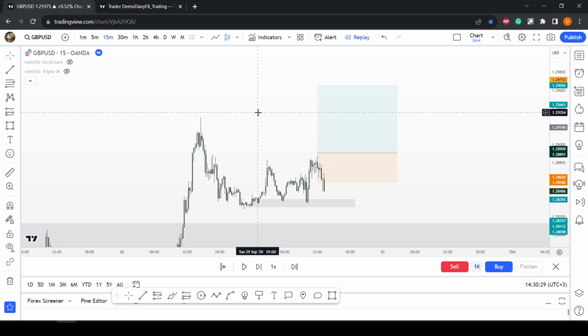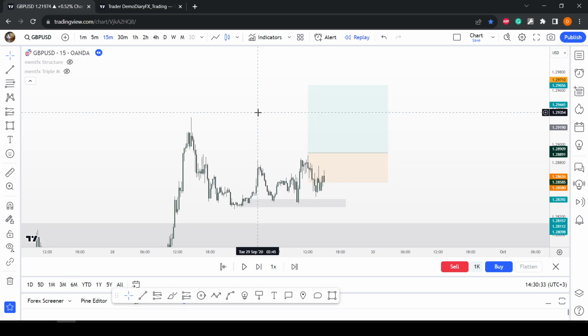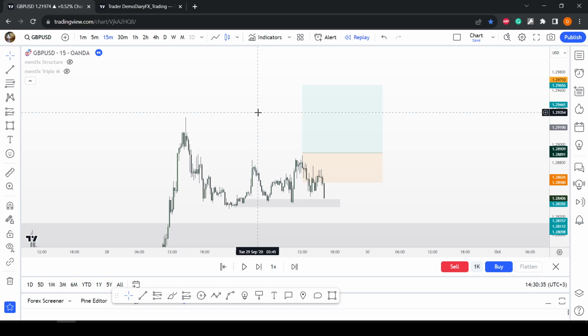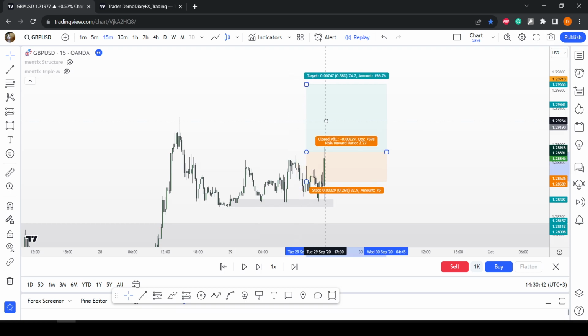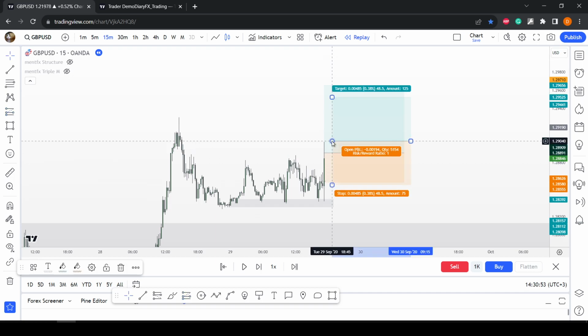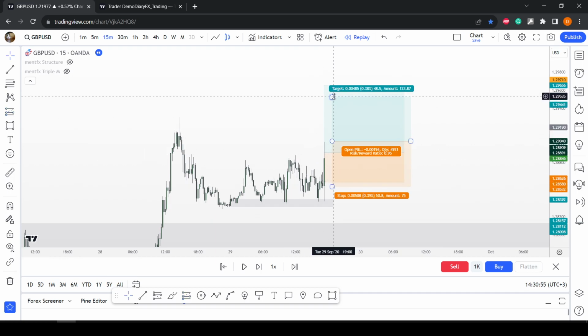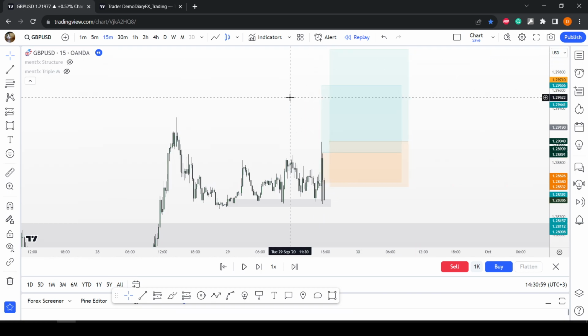Okay, we have a tap into the zone. Impulse, correction, impulse, breaking it to the downside. What is that? I mean, okay, let's assume a tap, a loser, and if we go above, let's just do this. Okay, we don't go above.